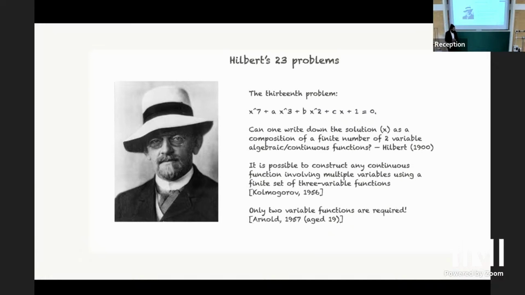Now, fast forward 50 years, and Soviet mathematicians Kolmogorov and Arnold had a look at this problem, and they realized that it's a tough one. And they attempted to resolve it for one particular case of the original problem, which is to do with the continuous case as opposed to the analytic case. So Kolmogorov shows in the year 1956 that it is indeed possible to write down the solution as a composition of 2 variable functions.